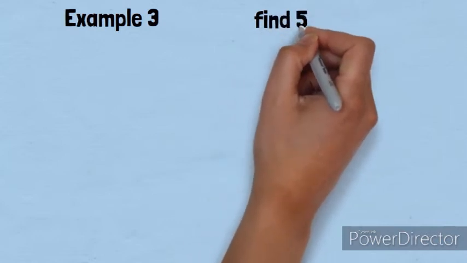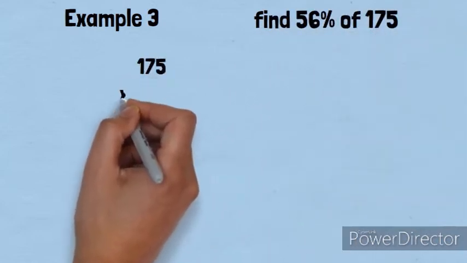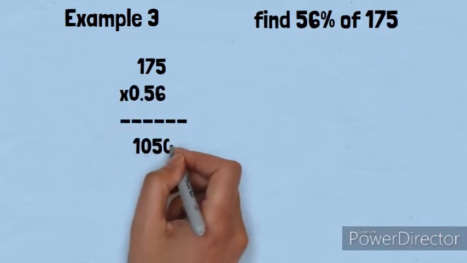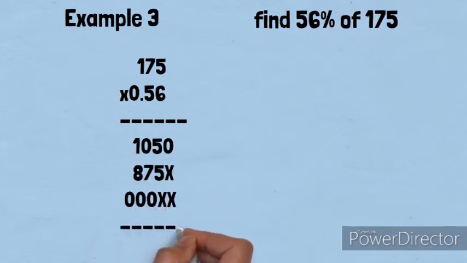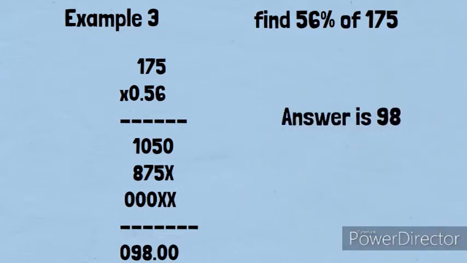Example 3. Find the value of 56% of 175. First, convert 56% into decimal form. That's 0.56. Now multiply 175 times 0.56. That gives you 98. So 56% of 175 is 98.